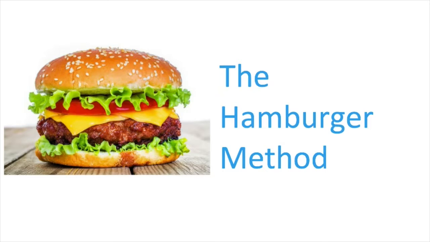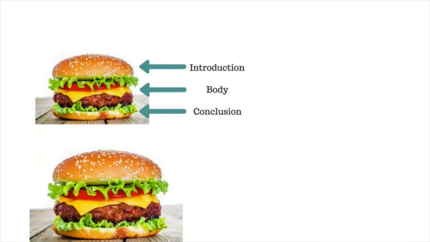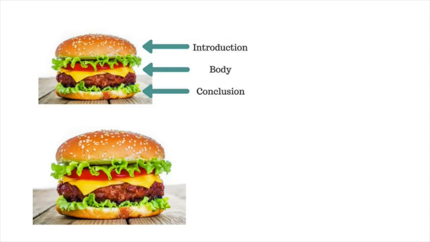Welcome to the whiteboard. Let's talk about how we use the Hamburger Method to write an essay. Let me show you how it's supposed to look at the end. So we have our hamburger and our 3 parts of an essay: the introduction, the body, and the conclusion. Let me show you what goes into those parts.